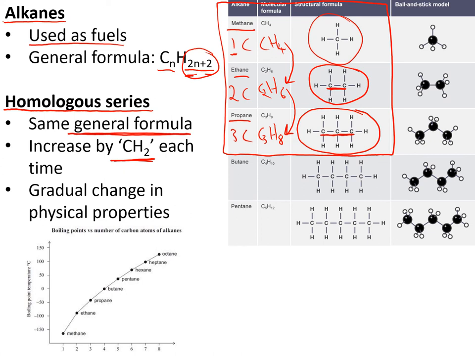Now, homologous series are important because what we find is their chemistry and their physical properties are very, very similar, but we see a gradual increase as the number of carbons increases. So, for example, if we look at the boiling temperature of the alkanes, as the number of carbons along the bottom increases, you see that boiling temperature gradually going up as well. And there are many other properties that follow that similar kind of pattern.